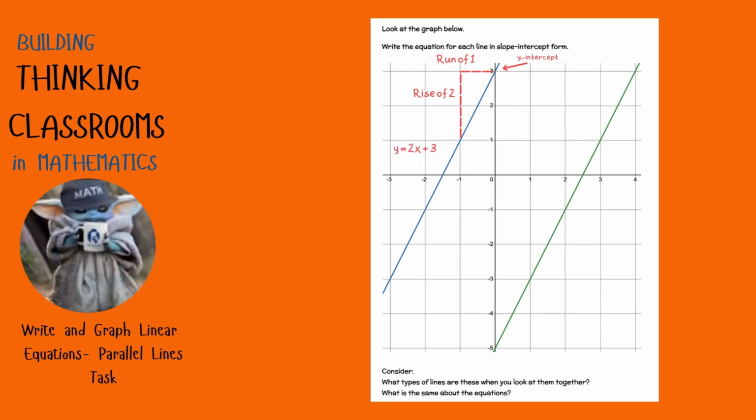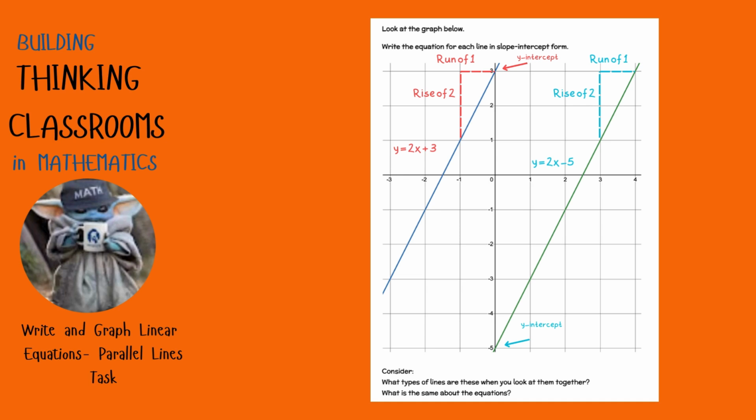We end up with an equation of y equals 2x plus 3. If we take a look at the green line, we can see that we end up with a rise of 2 and a run of 1 with a y-intercept of -5. This gives us an equation of y equals 2x minus 5.